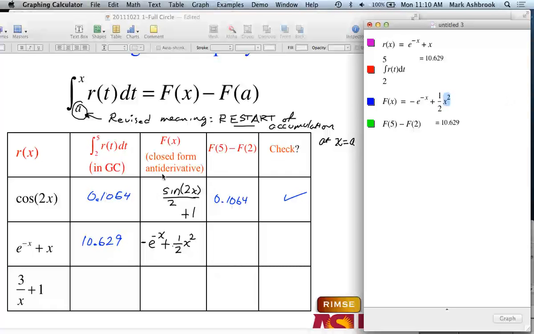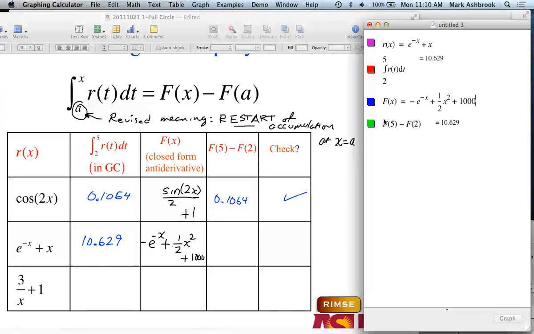All right, did anyone have a different closed form antiderivative? Is there more than one? Plus what? 1,000. You guys pick some really boring numbers. Just kidding. Does it change it? Nope. It's still good. So yeah, plus any constant.